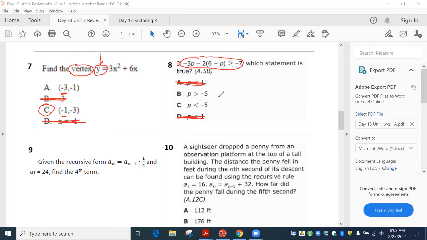Now, I'm not going to lie, I have a strategy in my life that I use. Anytime I don't know, I guess C if C's an option. And C's an option.